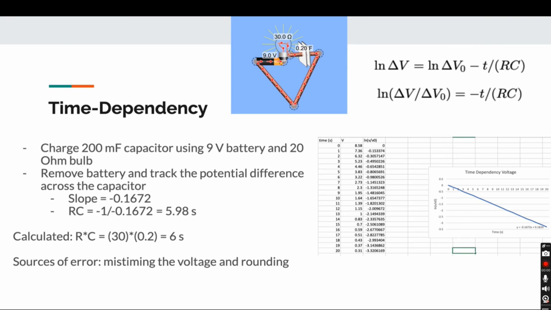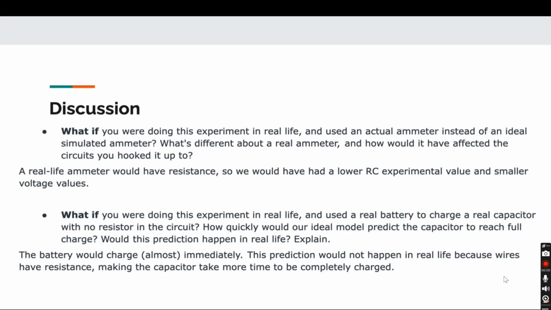The equation is ln of V over V naught is equal to negative t over RC, and then I found the slope of the line to be negative 0.1627, so then you calculate the RC to be 5.98, which is very close to the theoretical value, which is 30 times 0.2, which is 6. Some slight errors here could be timing or rounding.